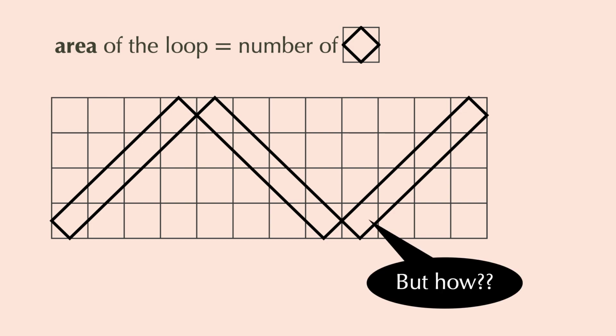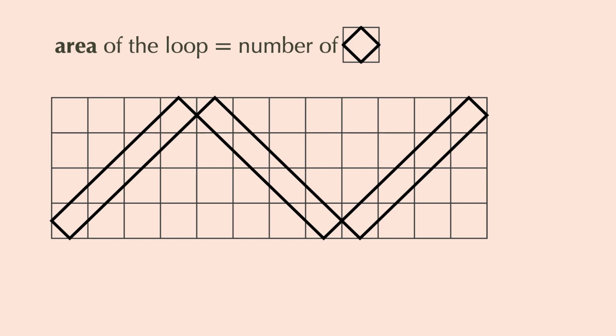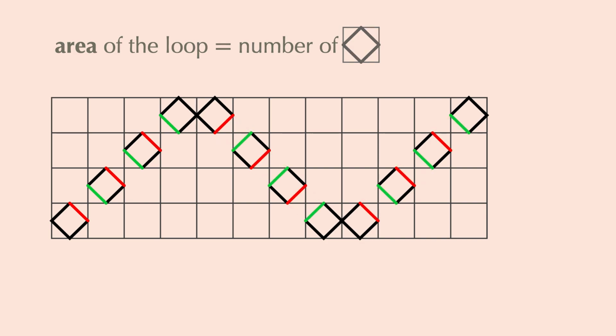But wait, currently there are no diamonds in this grid. Well, let us split up the loop into line segments, like this, and then just rearrange the red and green line segments a little bit to obtain a whole bunch of diamonds.